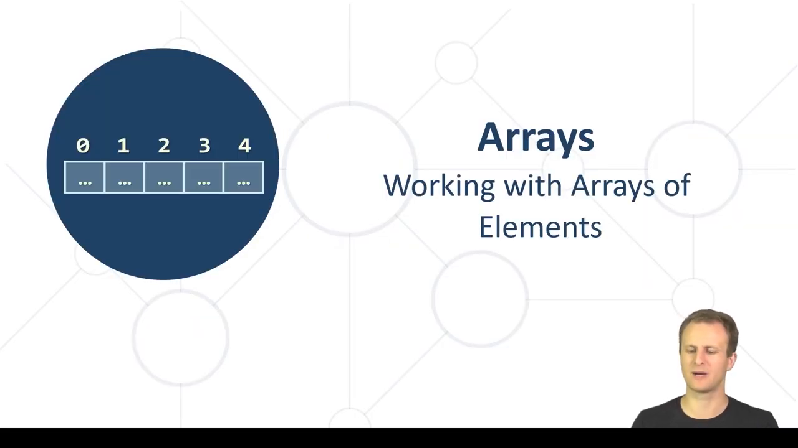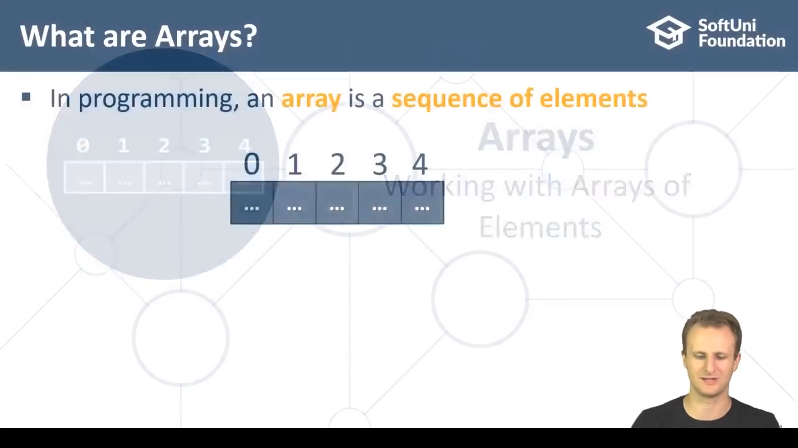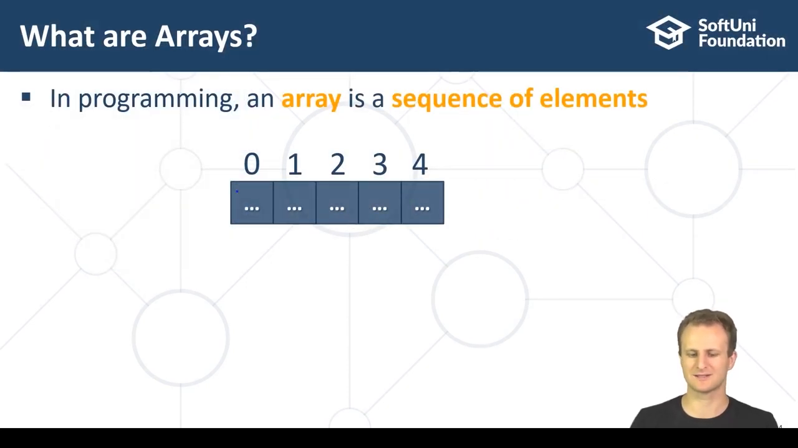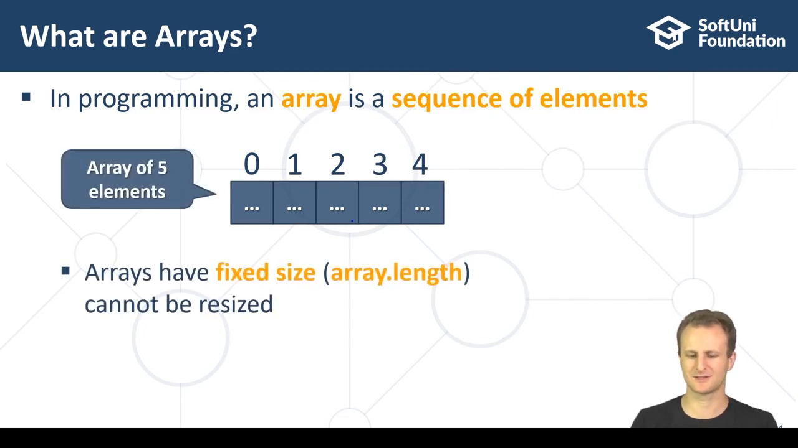Okay, and let's go back to the lecture and start examining them in more formal detail. So an array is a sequence of elements. It is typically illustrated as a sequence of squares which are numbered with indices from 0 to the length of the array, the number of elements, minus 1. So this is an array of 5 elements, and arrays have a fixed size.